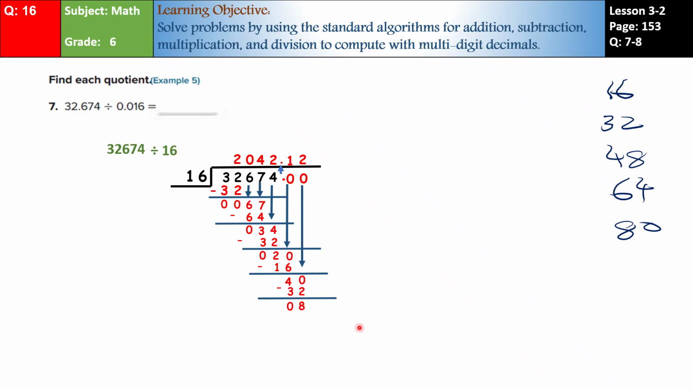40 minus 32 is 8. Now add one more 0. Now 16 times 5 is 80. So 16 times 5, 80. 80 minus 80 is 0. So what is my answer? 2042.125. So this is the second method to do long division.